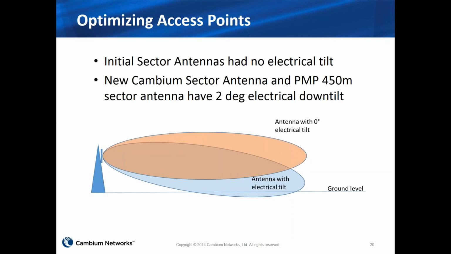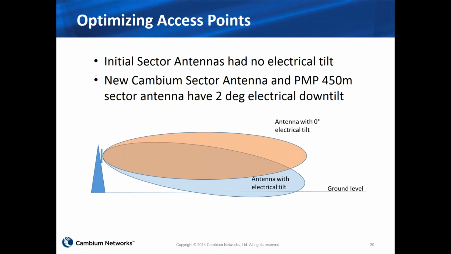The initial sector antennas used for ePMP and PMP 450 didn't include any electrical tilt, which means that the peak of beam was parallel to the ground if the antenna was installed without any mechanical tilt. The new Cambium sector antenna, which has been introduced for ePMP 1000, ePMP 2000 and PMP 450i, as well as the new PMP 450M sector antenna, both have approximately 2-degree electrical down tilt. As this very simple image shows, if you mount the antenna so that the back of the antenna is vertical such that it has no mechanical tilt, the peak of beam is no longer parallel to the ground, but is now already pointing down towards the ground by the amount of the tilt.